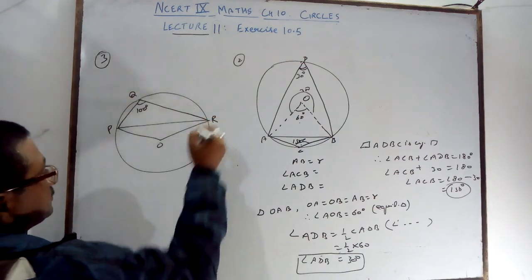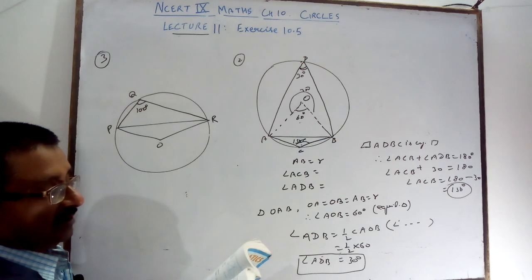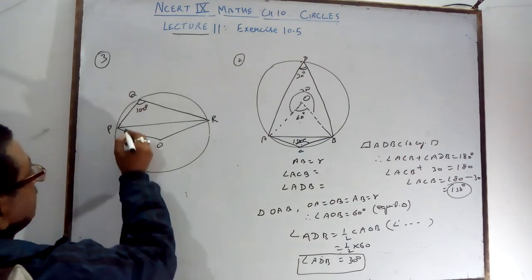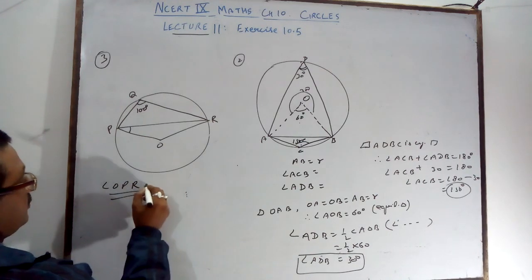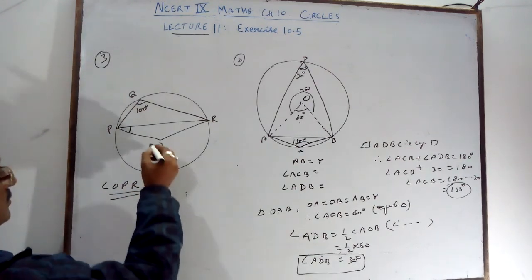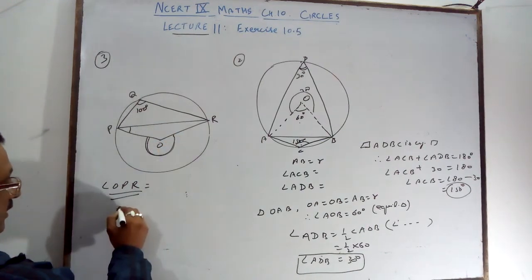PQR. You want to find out angle OPR. You want to find out this angle, OPR. So first you find out this angle. What is this? A reflex angle.